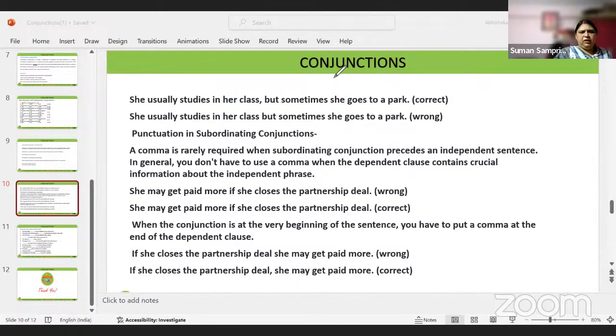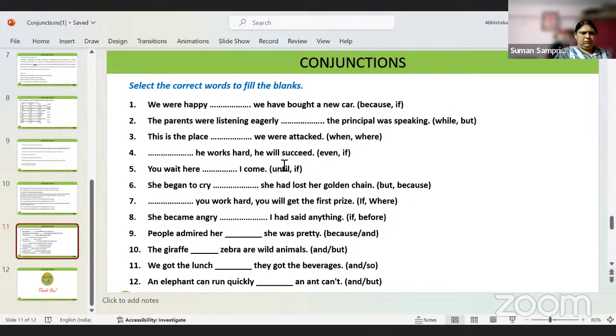So I'm quickly taking you to the next set of questions. You have the options given in the bracket. Two options are given and you need to choose one. So quickly get me the answers and then we are done. Done for the day.